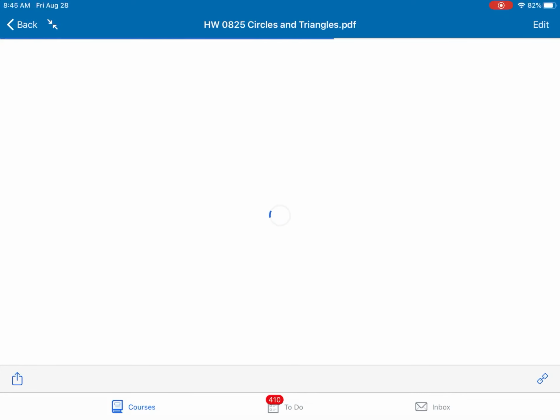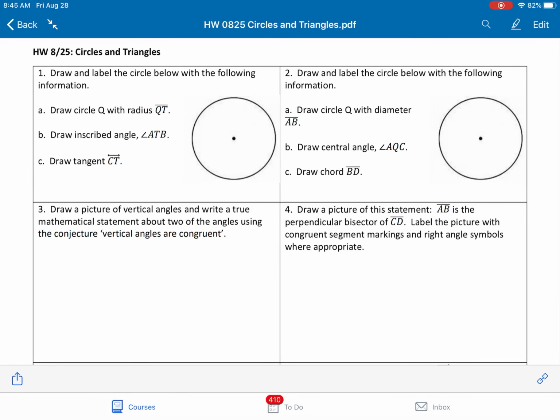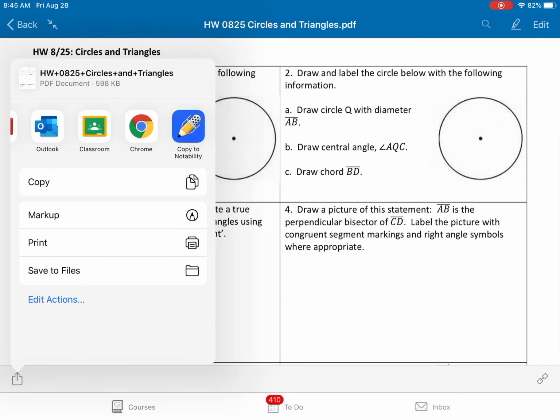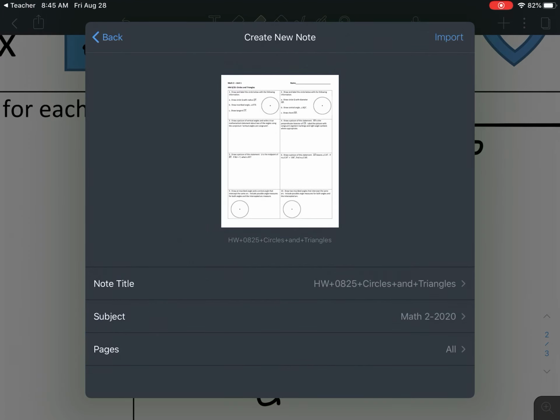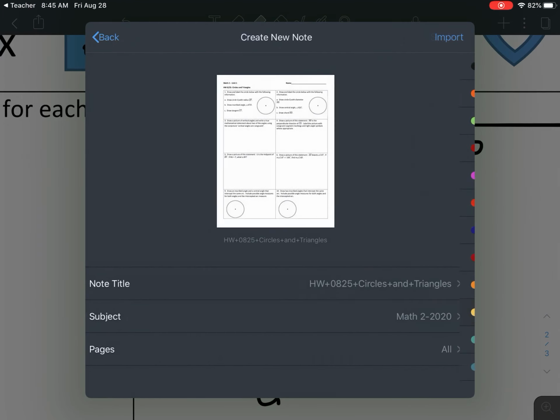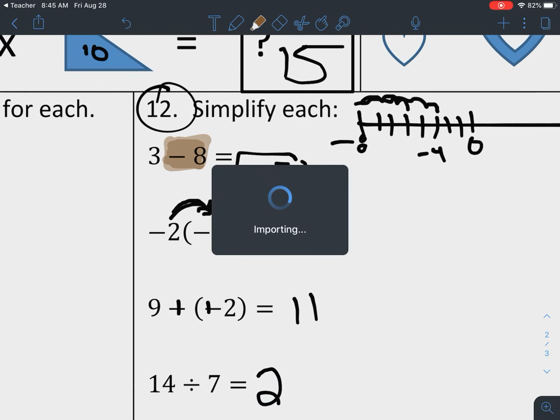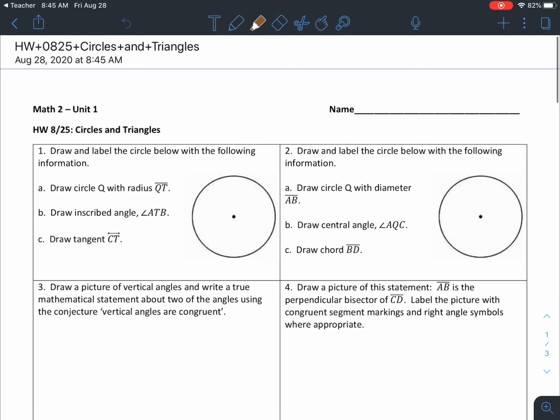You have to open the link. In the top right corner there should be a box with an arrow. For me it's in the bottom left, to open and send to Notability. Create new note. I put it in my Math 2 class with you guys so I know where it is. And here it is. So this is technically like a homework assignment, but we're doing it together so I know that you guys know these things.